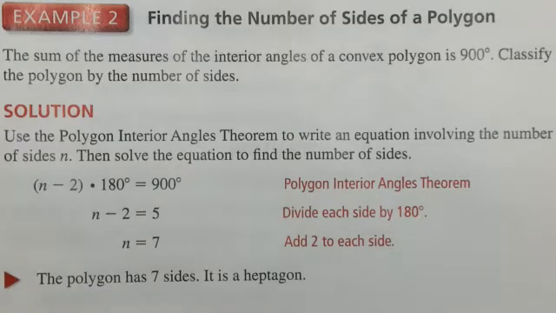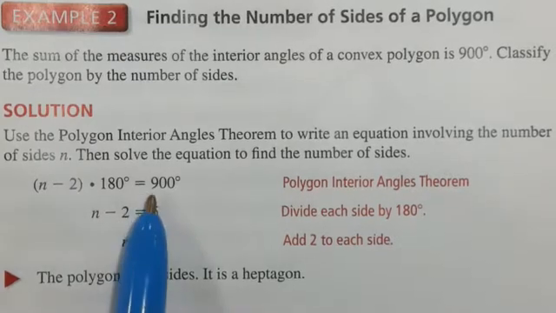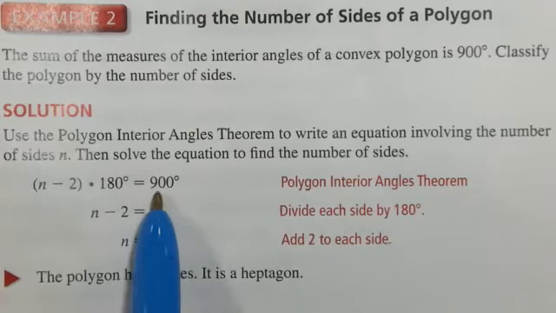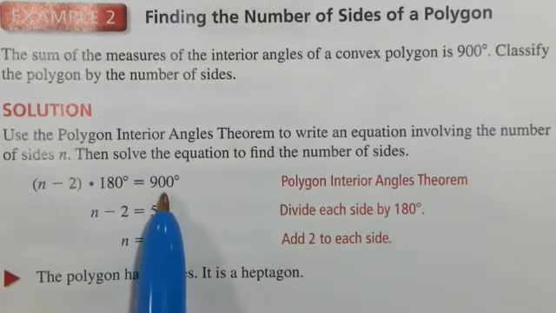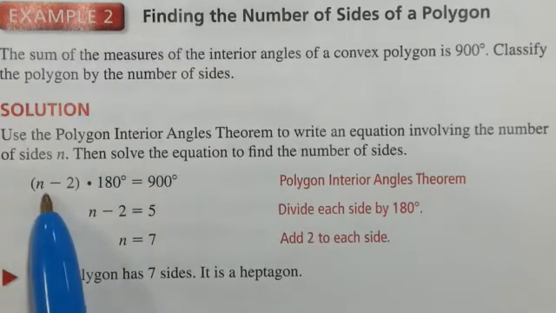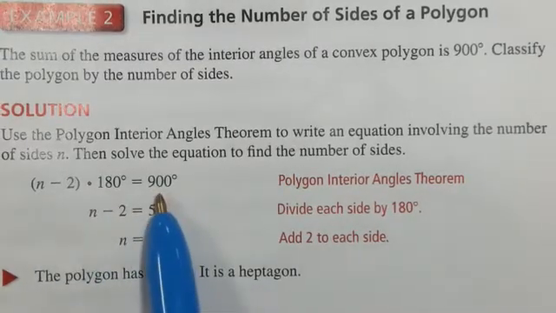Okay, if the sum is 900 degrees, we know that's the total angle measure, and this is where it goes, right here on the right-hand side, because that's usually what we're trying to solve for. But in this problem, they gave us the answer. We're trying to find n. So all we need to do here is work backwards.